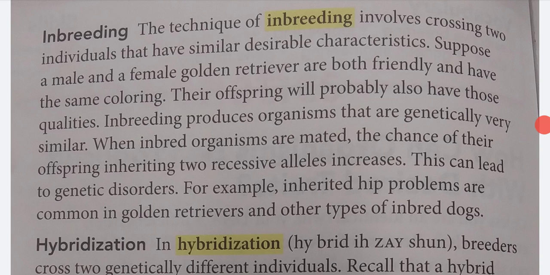Inbreeding. The technique of inbreeding involves crossing two individuals that have similar desirable characteristics. Suppose a male and a female golden retriever are both friendly and have the same coloring. Their offspring will probably also have those qualities. Inbreeding produces organisms that are genetically very similar. When inbred organisms are mated, the chances of their offspring inheriting two recessive alleles increases. This can lead to genetic disorders. For example, inherited hip problems are common in golden retrievers and other types of inbred dogs.